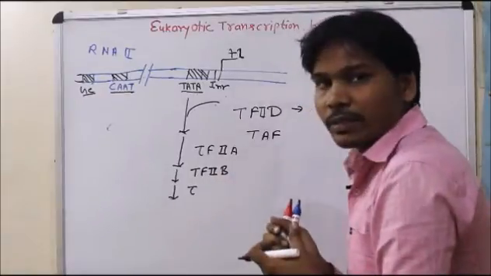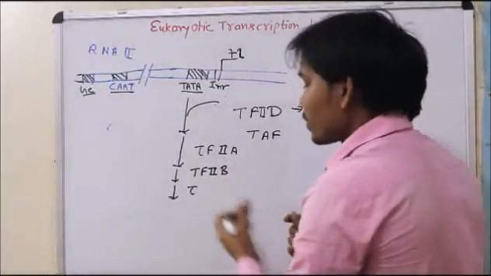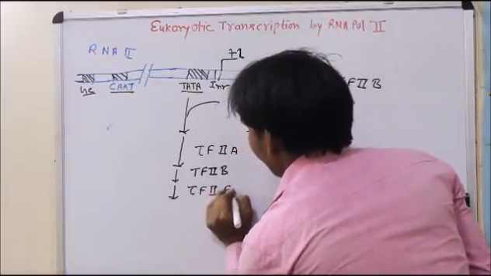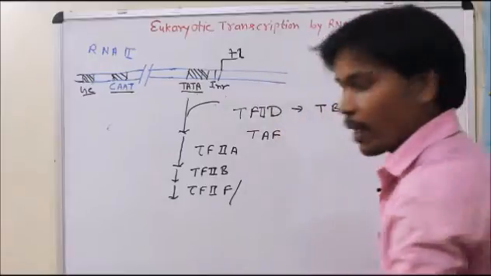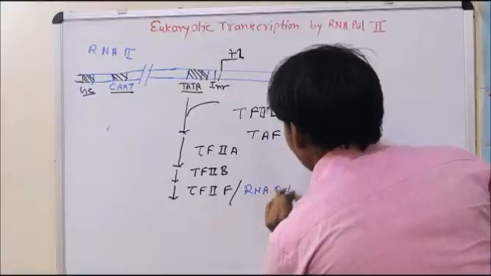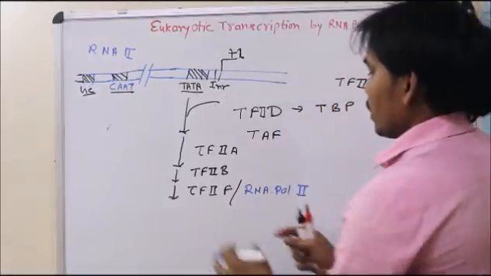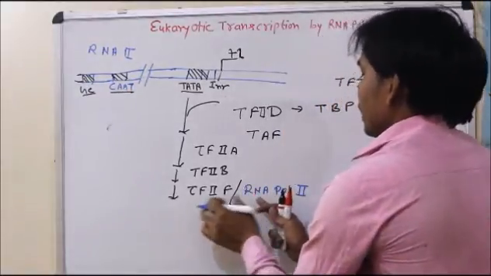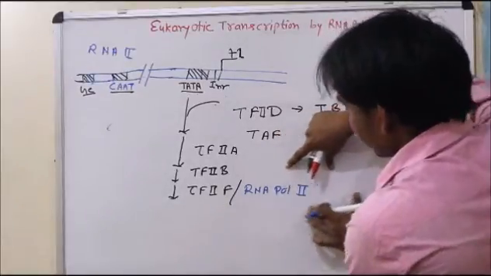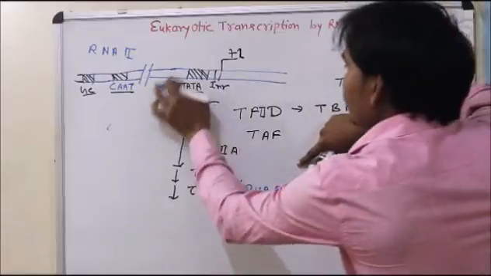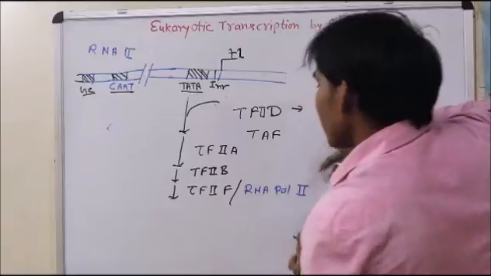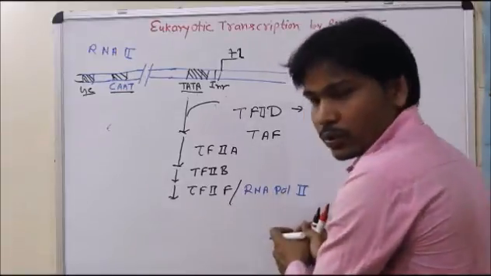For the recruitment of RNA polymerase II and transcription factor II F. Transcription factor II F is followed by RNA polymerase II. Transcription factor II F helps in the recruitment of RNA polymerase II to the promoter region, and transcription factor II B acts as an intermediate for this recruitment.